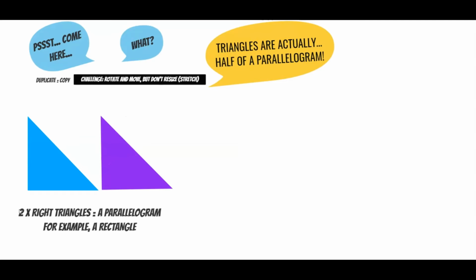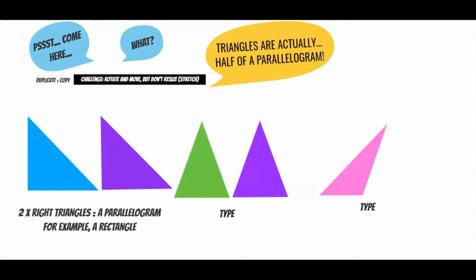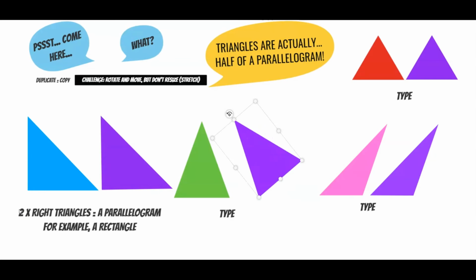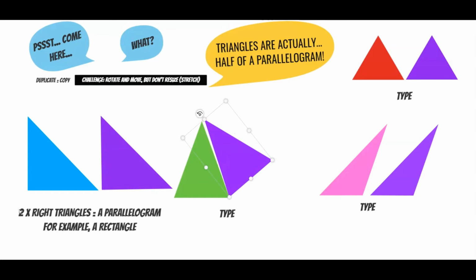So here's the challenge. We have other types of triangles. Do you remember the type of triangle this is called? How about this type of triangle? How about this type of triangle? They all have unique names. So this is a spelling opportunity for you because after you do the challenge of rotating and moving, but not resizing, you're going to label what you have made. I suggest you start just by playing around with the purple one. Start rotating it and see if you can make a parallelogram.